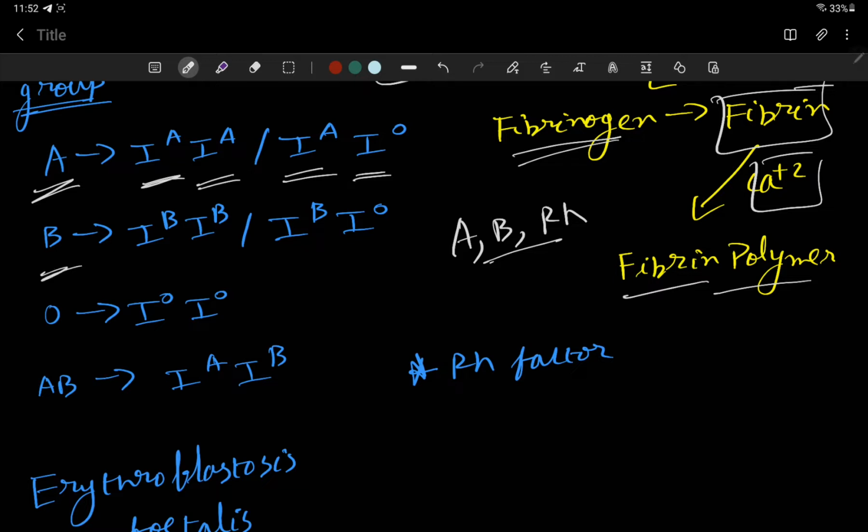Just like that, in a person who has blood group B, the genetic makeup will be IB and IB or IB and I0. Just like that, in a person with blood group O, both sets of genes will be O or null. And in case of AB, they have one A and one B antigen in their genes.